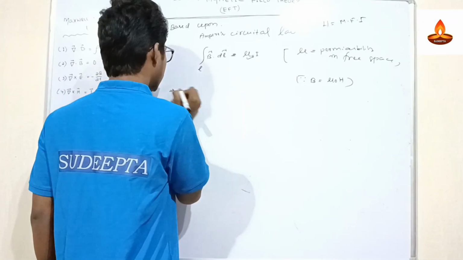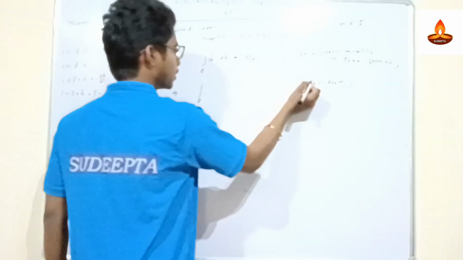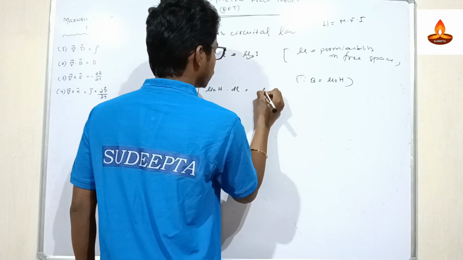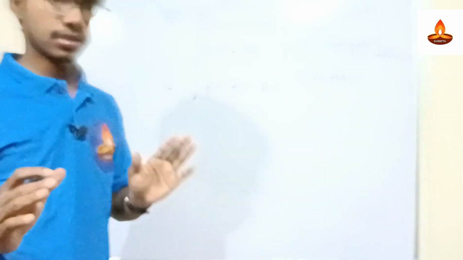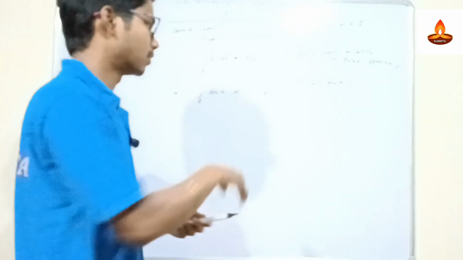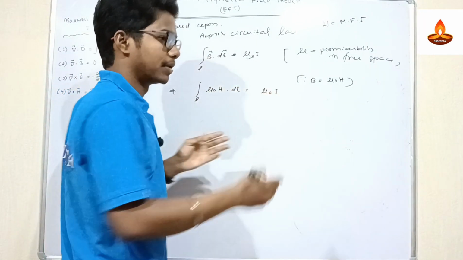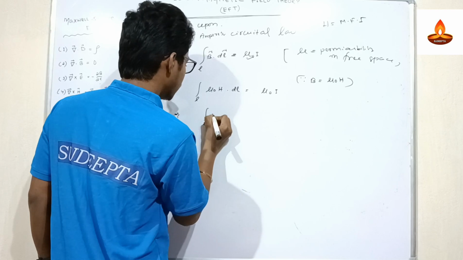So we'll apply it in this equation. What will be that? The linear integral of B, which we can replace with mu naught H, dot dl is equal to mu naught I. Mu naught is a constant, so we can take it outside, and it will be cancelled out from both sides. Then the remaining will be the linear integral of H dot dl.